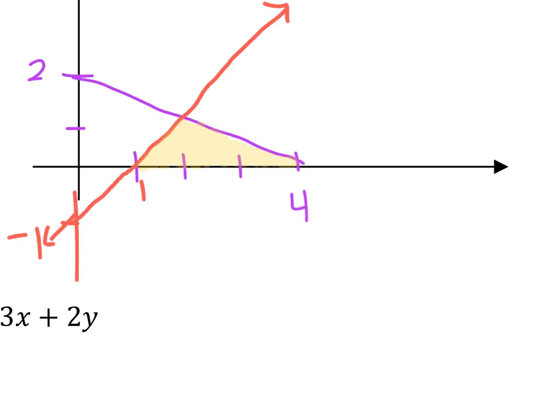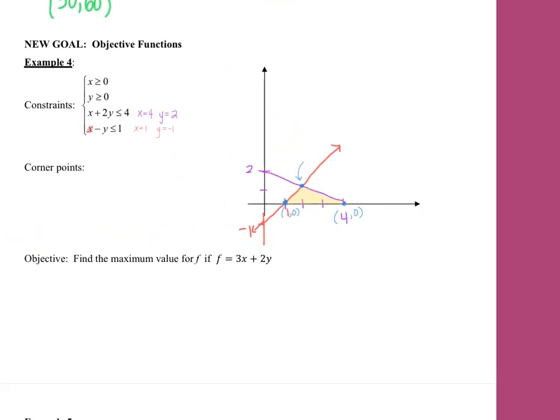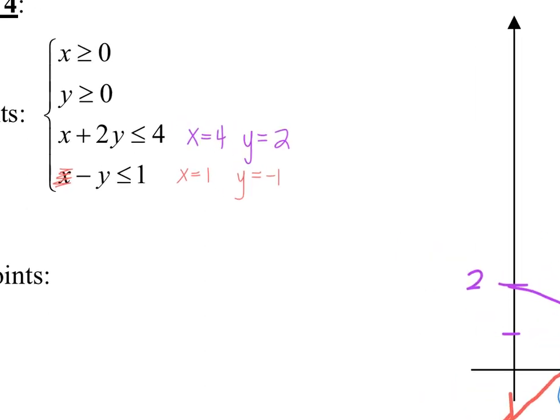And so my corners. This corner is pretty clear, that is the corner 1, 0. This corner is pretty clear. That's the corner 4, 0. It's this corner that I need to solve for to find my intersection spot. And I'll do elimination to go back and solve that.